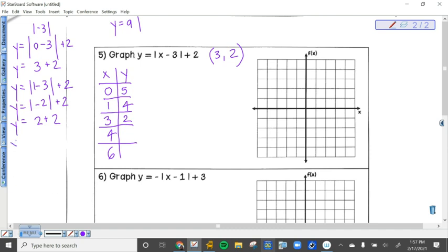Okay, y equals absolute value of 4 minus 3 plus 2. So y equals, what's 4 minus 3? 1. What's the absolute value of 1? 1. 1 plus 2 is 3. And then y equals absolute value of 6 minus 3 plus 2. 3. Yeah, y equals 3 plus 2, 5. And then we graph.